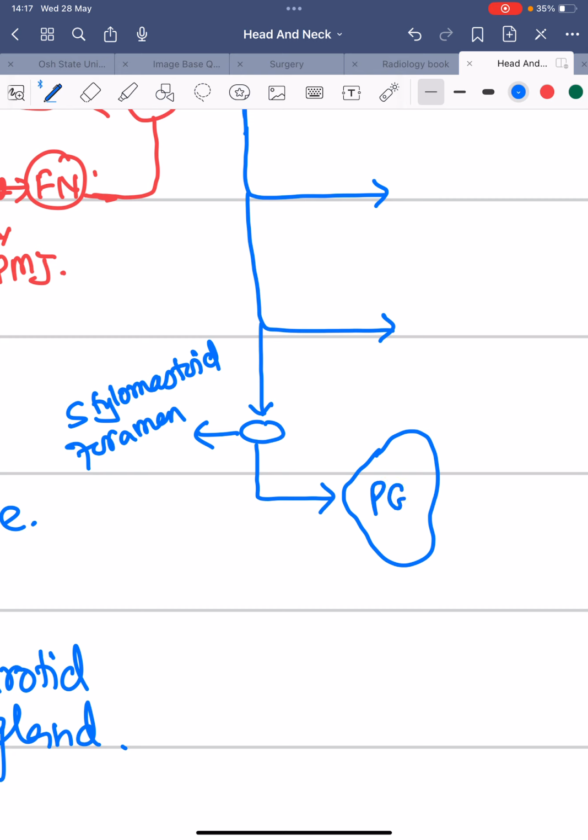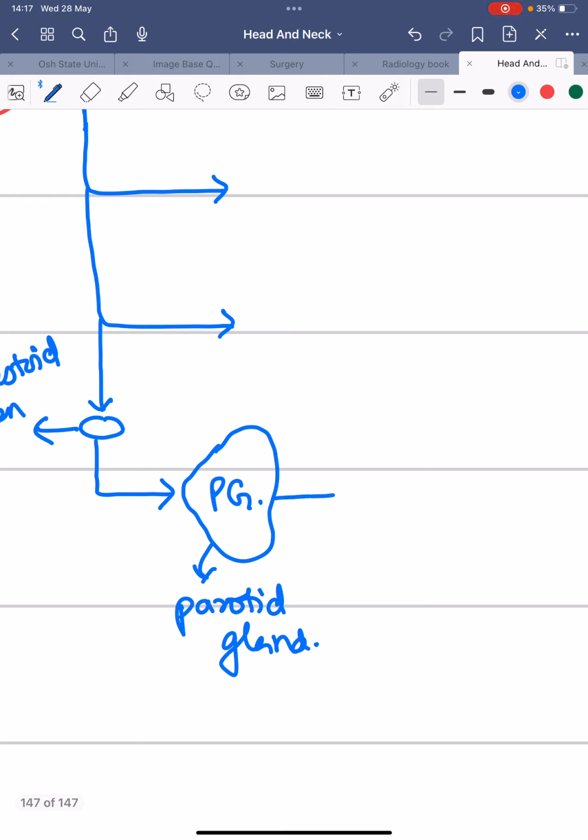This is your parotid gland. So this is your which gland? Parotid gland. So it is not innervating the parotid gland. Please remember it forever. Parotid gland is not innervated by the facial nerve. Okay. So please remember the facial nerve passes forward through the parotid gland and then it is going to give here 5 branches.